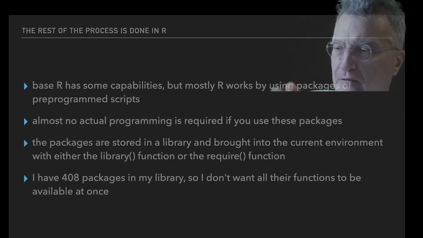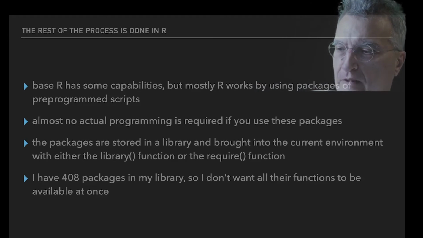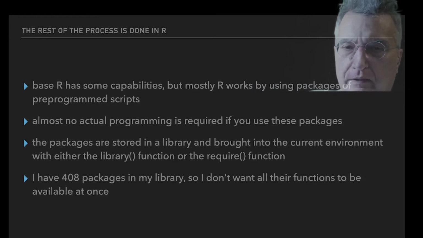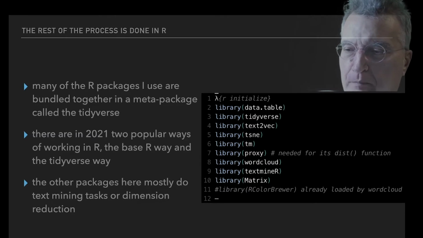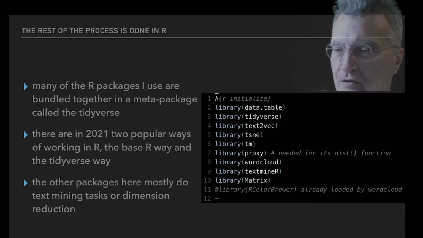So for example, I have 408 packages in my library, and I don't want their code getting all mixed up in the environment. I only want the environment, which is where I'm actually running code, to have what I absolutely need. So I use the library function or the require function to bring the packages into the current environment. And here you see a list of all the packages that I brought into the current environment to do this process.